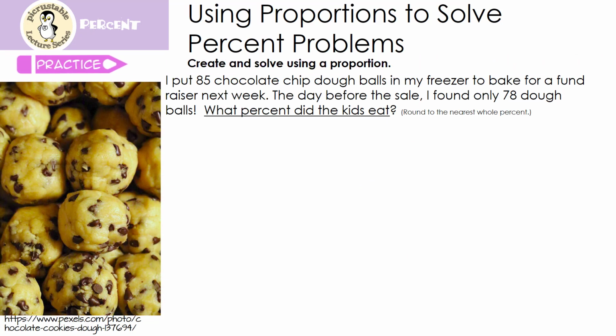Here's another one for you to try. You're going to pause the lesson, figure out the answer, and then press play to check. All right, let's see how you did.